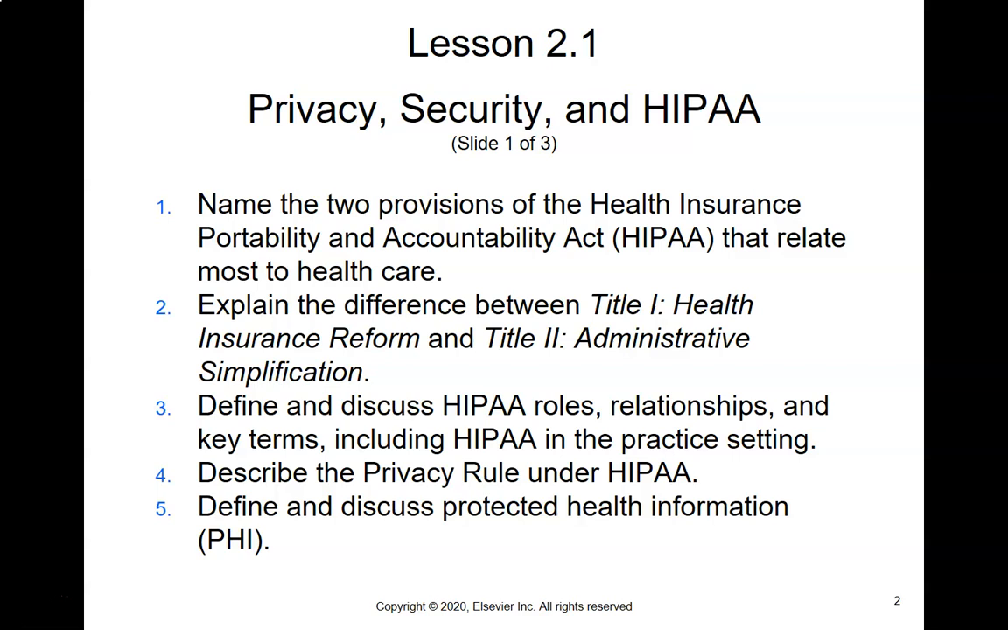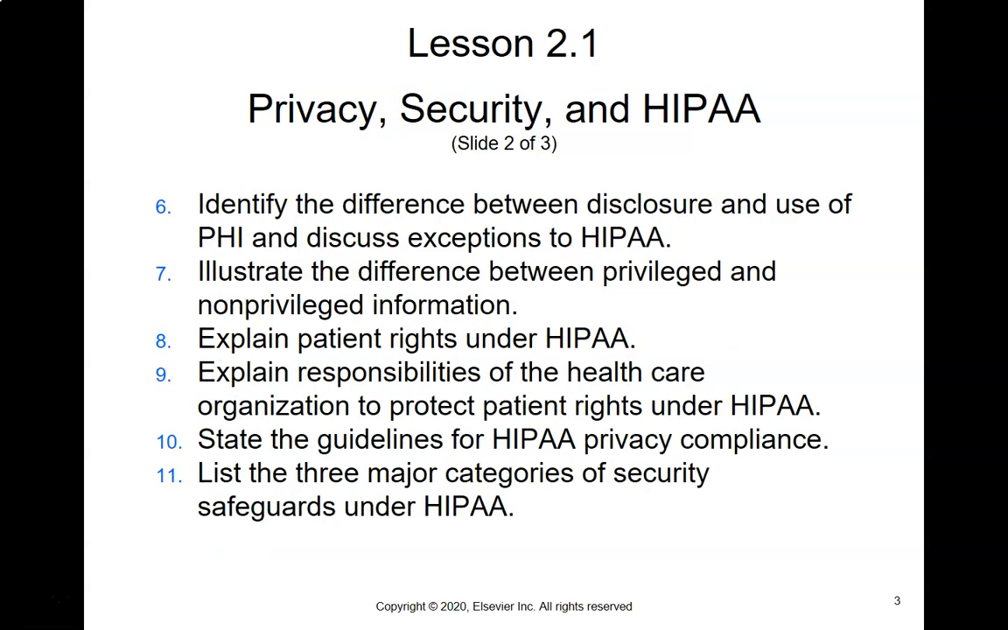4. Describe the privacy rule under HIPAA. 5. Define and discuss protected health information, PHI. 6. Identify the difference between disclosure and the use of PHI and discuss exceptions to HIPAA. 7. Illustrate the difference between privileged and non-privileged information. 8. Explain patient rights under HIPAA.